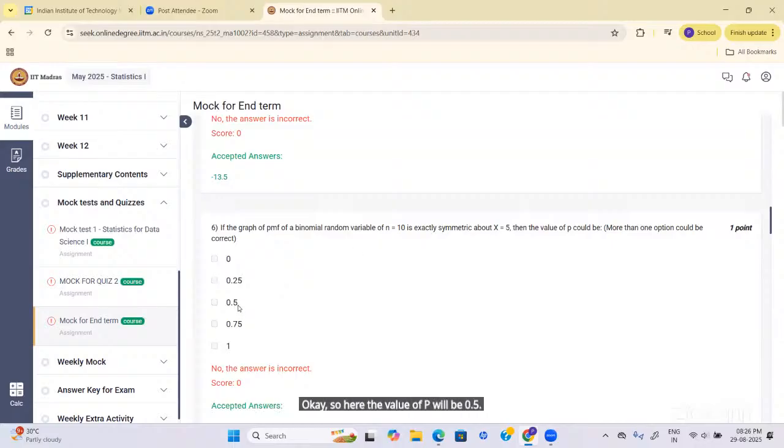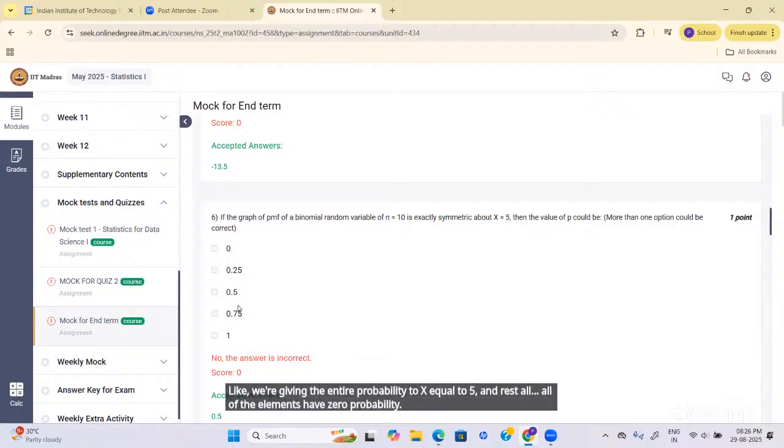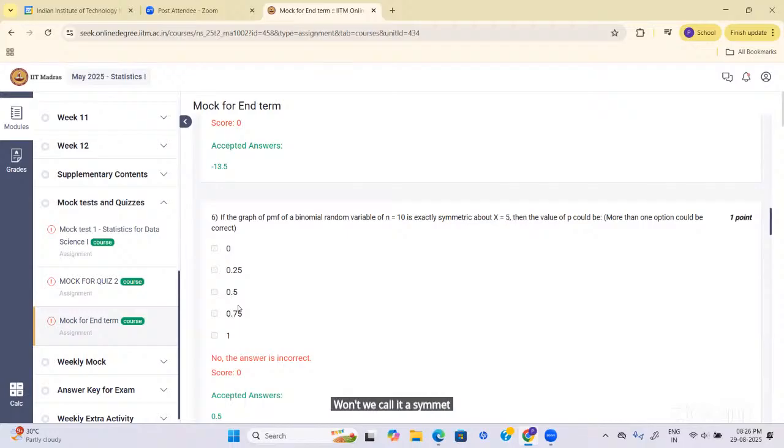Ma'am, can you explain this? Ma'am, cannot this value be 1 also? Like we're giving the entire probability to x equals 5 and all the rest of the elements have 0 probability. Won't we call it symmetric? No, it will not be symmetric in that case.